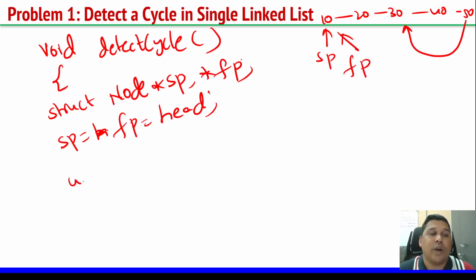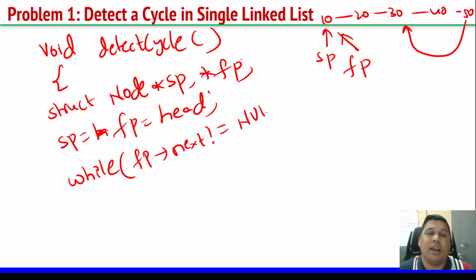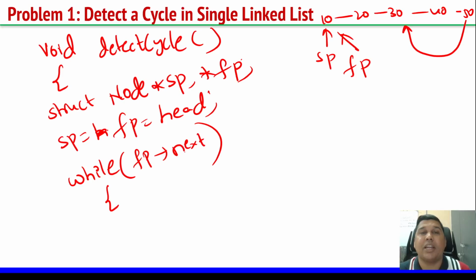Next, the while condition. What is the while condition here? If FP of next is not equal to null, or let's simply write FP of next. When will it break? It will break when it finds null. If FP of next is null, the while loop will break and come out of the loop.